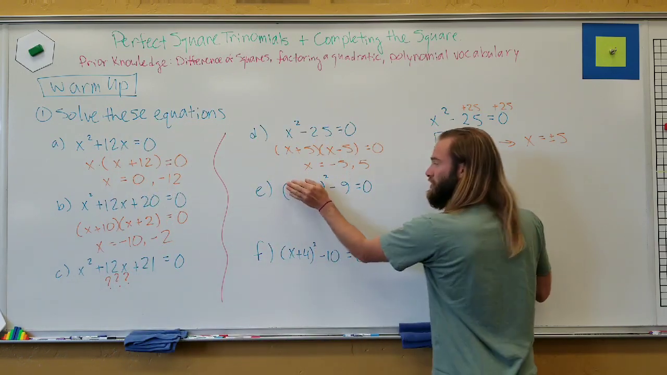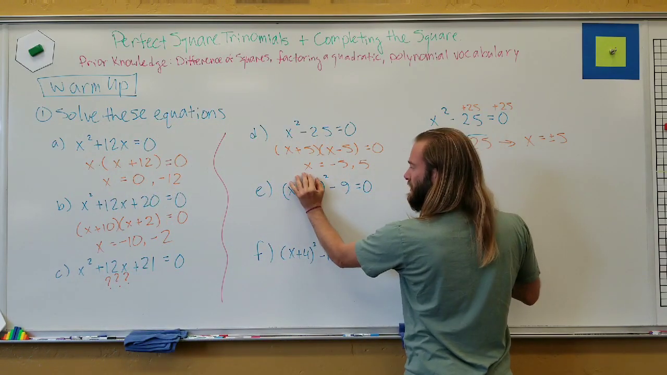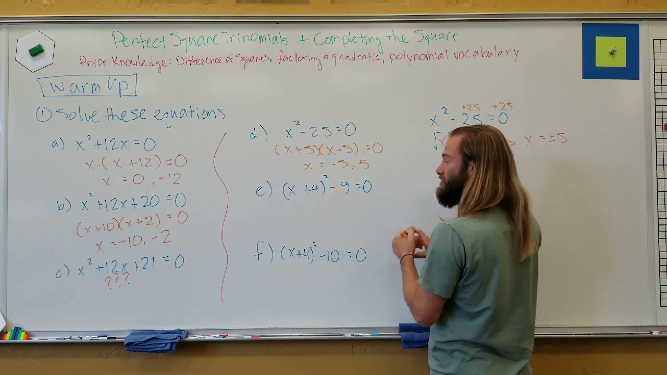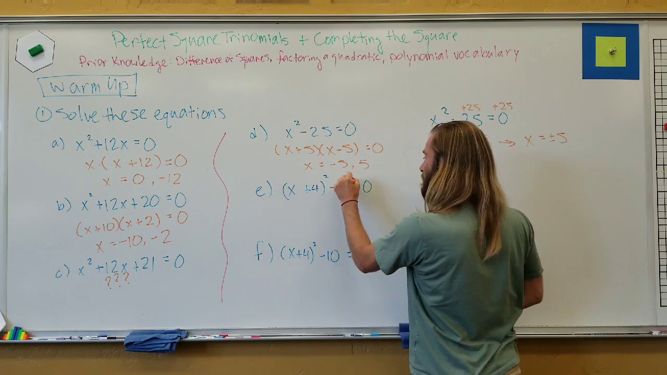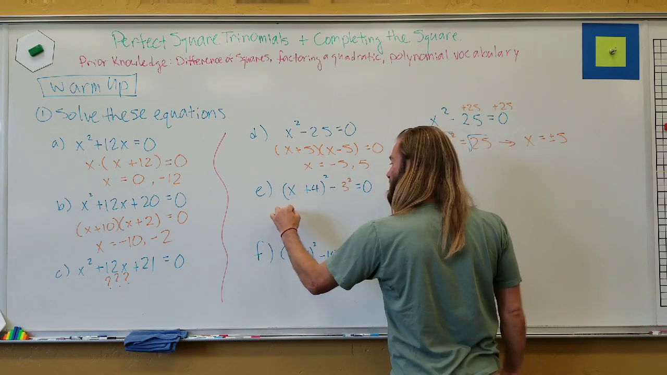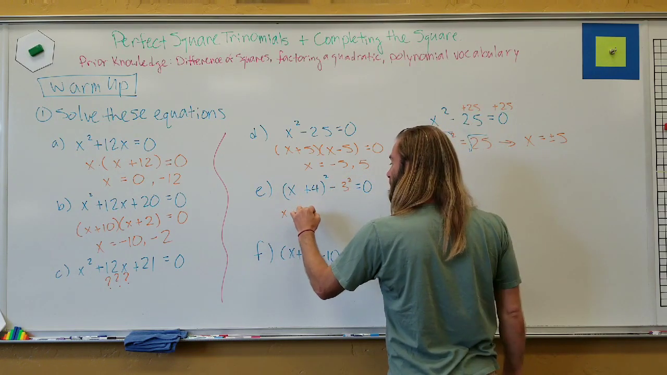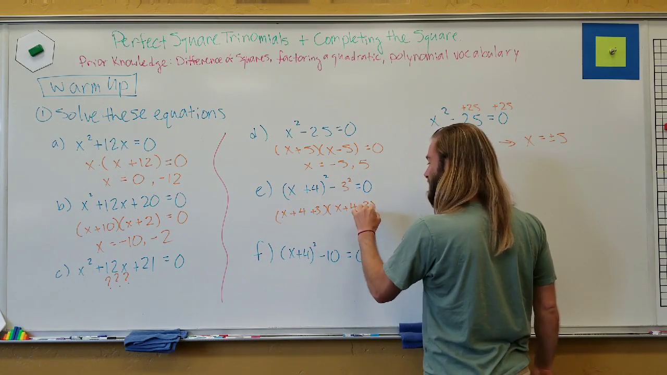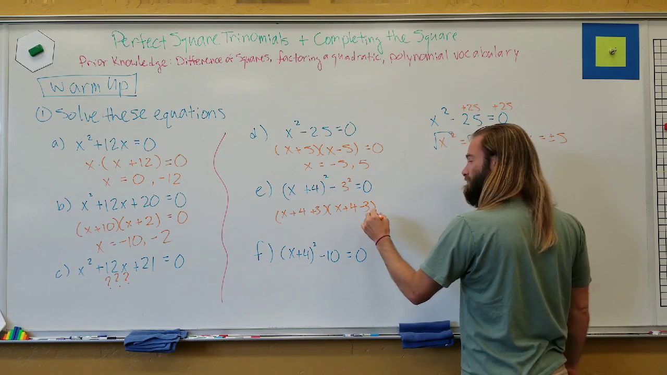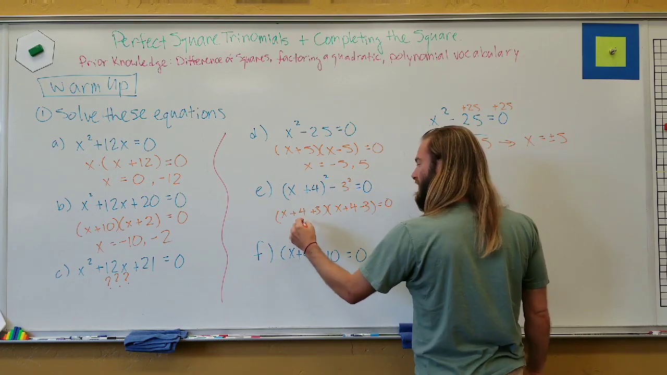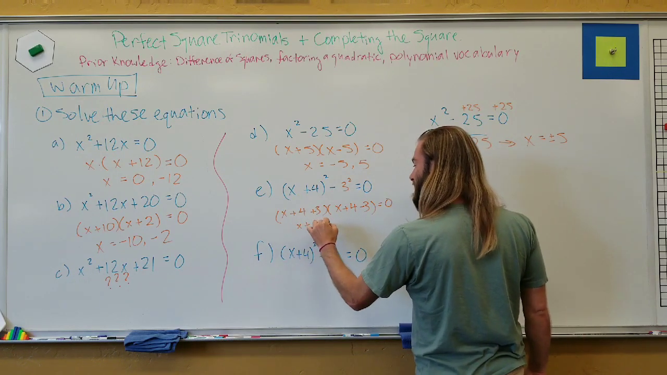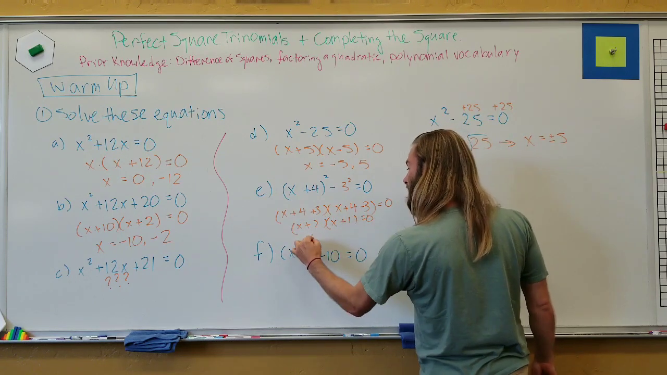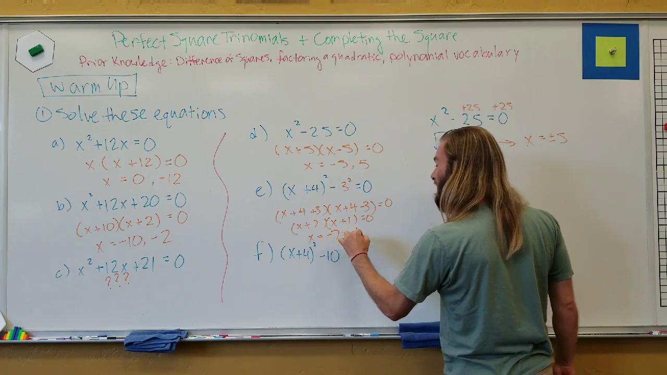For example, don't get confused about this being kind of weird. Since this is something squared minus, and remember 9 is 3 squared, right? Then we get x plus 4 plus 3 times x plus 4 minus 3 equals 0. And then this gives me x plus 7, x plus 1, and therefore x equals negative 7 or negative 1.